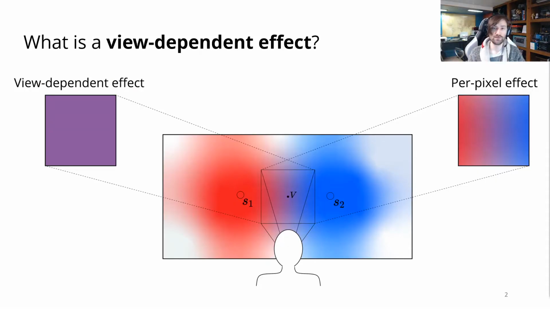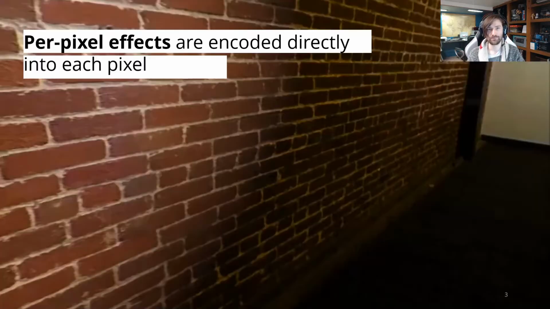First, what is a view-dependent effect? A view-dependent effect is an effect where the underlying parameters of the effect change depending on where the user looks, making it dynamic and real-time. While a per-pixel effect is an effect that is directly encoded into the pixel, rendering it static and offline.